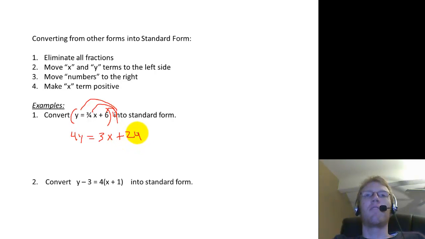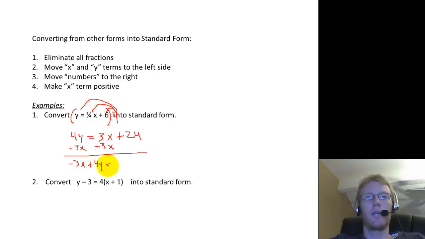Okay, now we need to have the number on the right, which is already here, 24, and both x and y on the left. So we can subtract 3x from both sides. We want to write the x variable first. So negative 3x plus 4y equals 24. So now we've fulfilled this requirement, no fractions. We've moved x and y to the left, that's done. We've moved the numbers to the right, well they were already there, that's done.